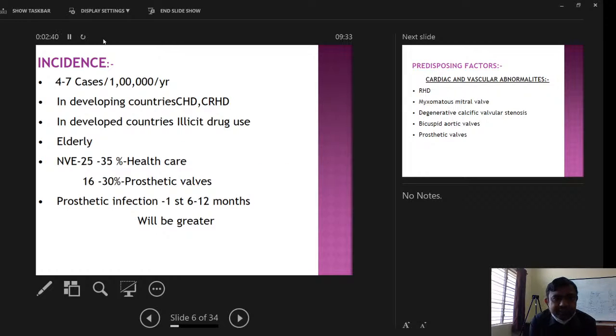Incidence: infective endocarditis is the most dreaded complication. The incidence is 4 to 7 cases per 1 lakh per year. In developing countries, congenital heart disease and chronic rheumatic heart disease are the most common cause. And in developed countries, IV drug abuse is the most common cause of infective endocarditis. It is seen in elderly patients, and native valve endocarditis is seen in 25 to 35% of healthcare persons and 16 to 30% of prosthetic valves. Prosthetic infections in the first 6 to 12 months will be greater. So after prosthetic valve transplantation, there is a greater chance of infection.